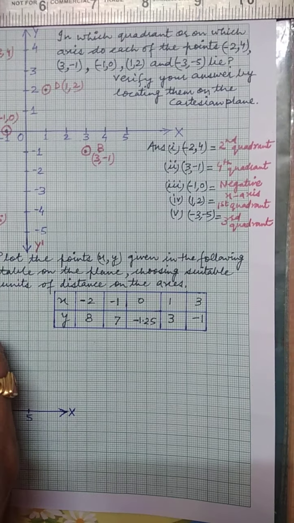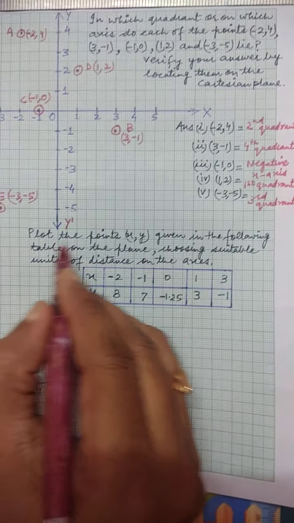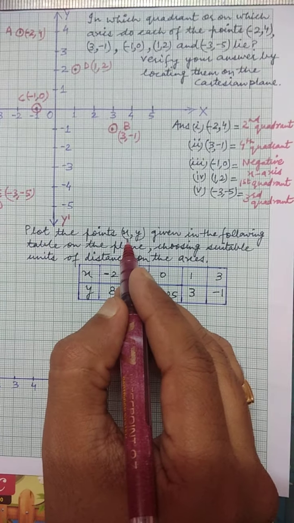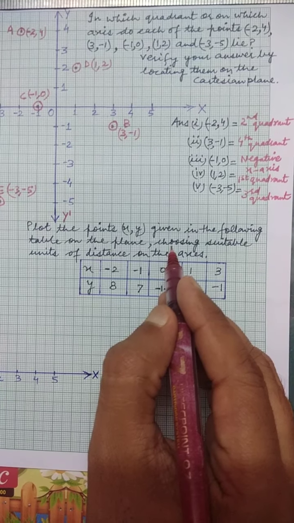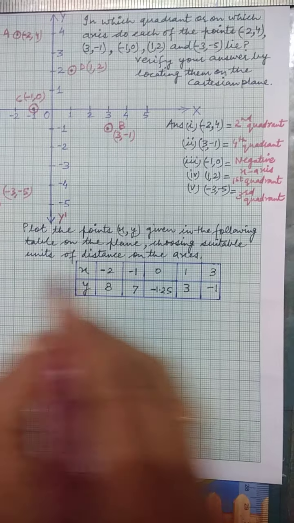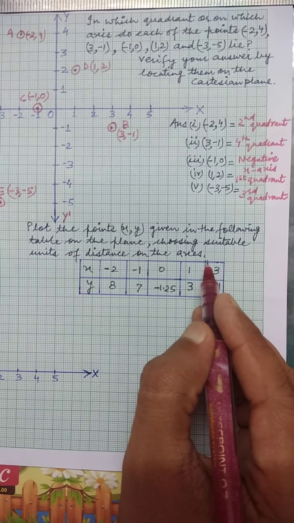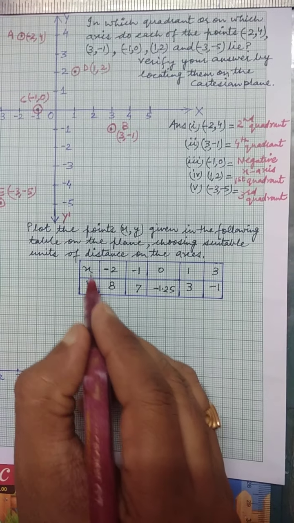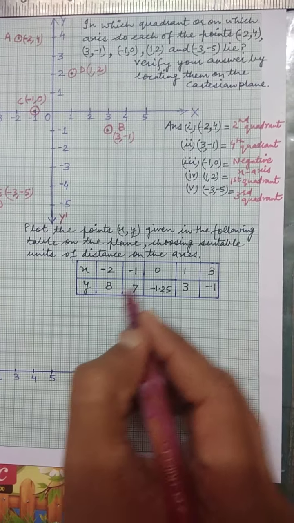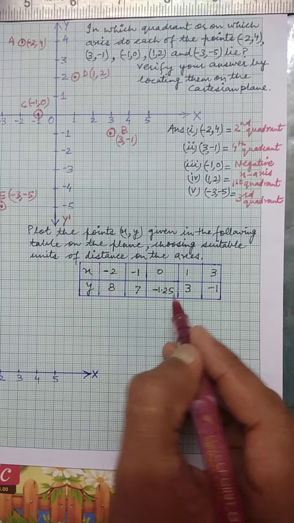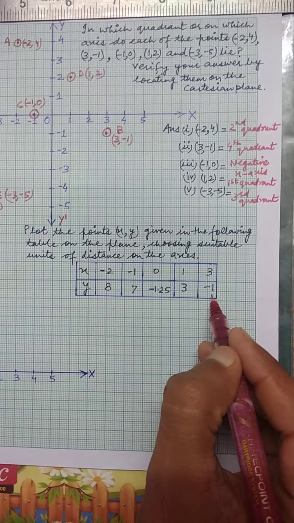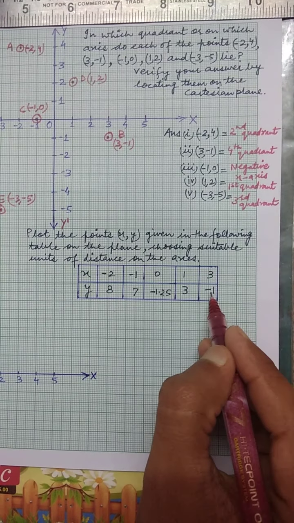Now coming to the second question, it states: plot the points in the ordered pair (x, y) given in the following table on the plane, which is your graph paper, choosing suitable units of distance on the axes. So these are the ordered pairs: (-2, 8), (-1, 7), (0, -1.25), (1, 3), (3, -1). These are all our ordered pairs.